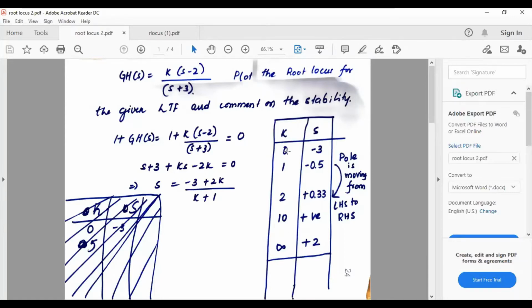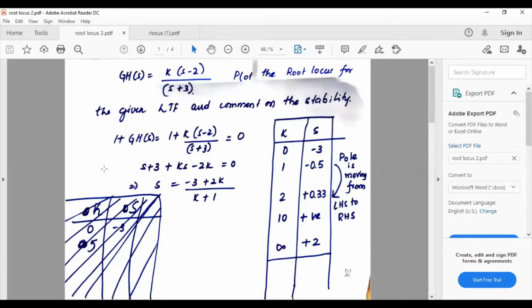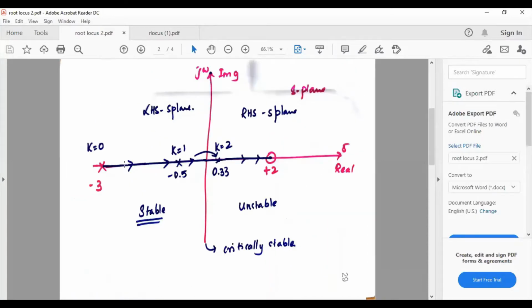So when k is 0, we have s equal to minus 3. This is the starting point on the root locus. Okay, so k equal to 0, first point here, which is nothing but an open loop pole. Then I will increase gain k. Then the closed loop pole is minus 0.5. So that is somewhere here. So the poles are moving from here to here.